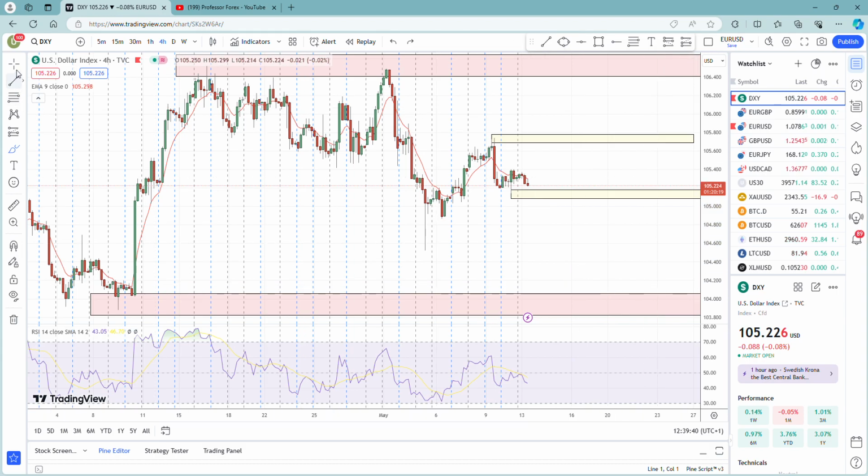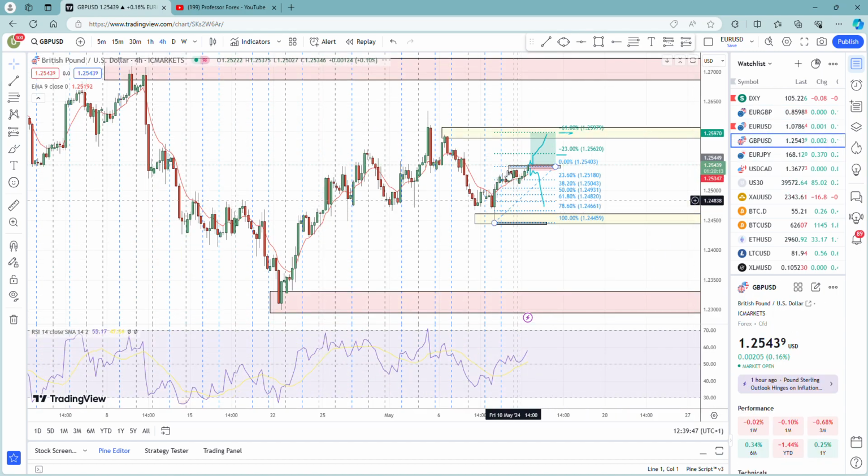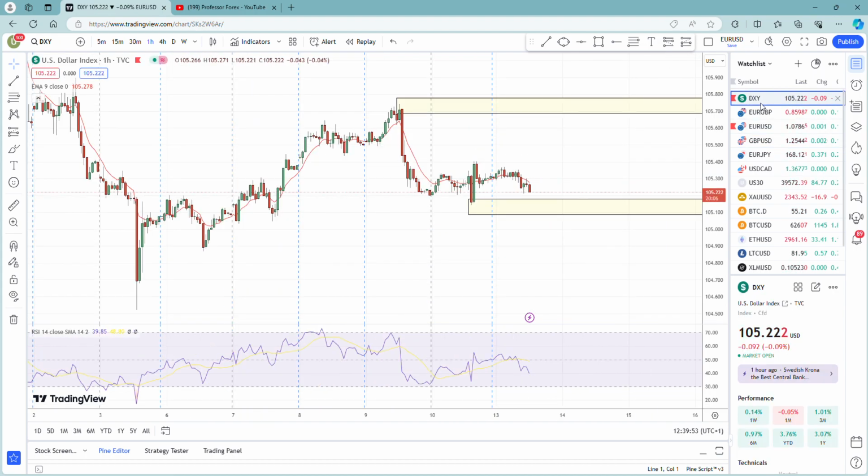But yeah guys, I hope you enjoyed that session. I try to do as quick as I can. This is how you trade EURUSD and GBPUSD. But remember, if you are trading these pairs, you always need to look at the dollar index.